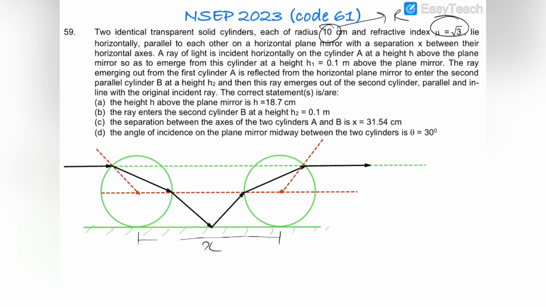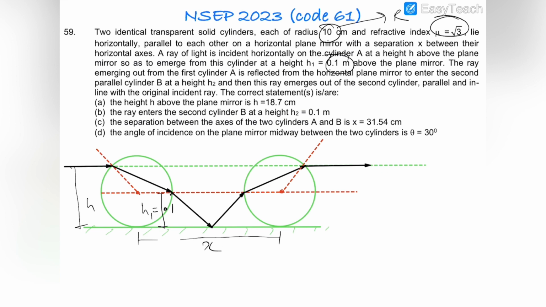This is x. Now there is a ray which is coming horizontally and it is incident on this cylinder at a height of h from the plane mirror, and this ray is emerging out from the cylinder at this point. This point has a height of h1, which is 0.1 meter, and 0.1 meter is obviously 10 centimeter from the mirror. So this is the radius, so it would emerge from this point.